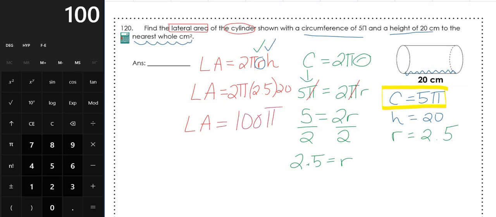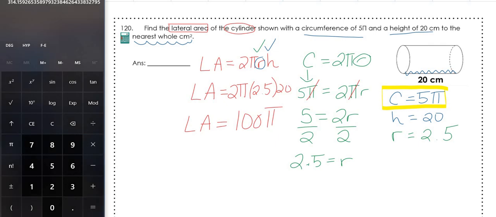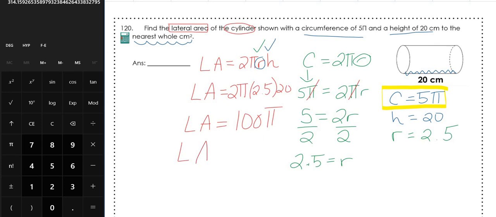This is an exact value. So if they wanted the exact answer, it would be 100 pi. But they want us to multiply the pi in. So times pi equals. All right, so our lateral area to the nearest whole number is going to be 314. So I'm going to put my answer down. 314 centimeters squared, because it's area, and we're done.